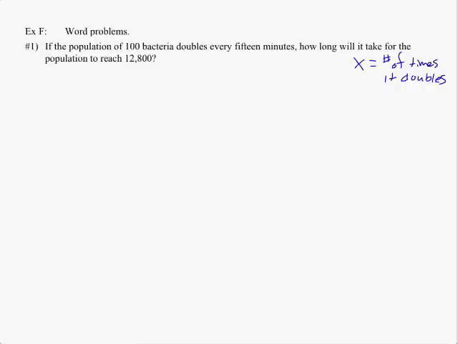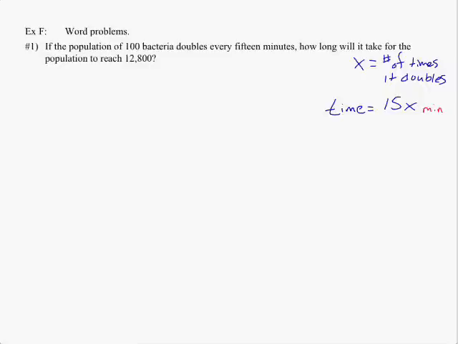And it says it takes 15 minutes for it to double. So once you know what x is, the answer to the question, how much time, you're just going to take 15 times x. And that's going to be in minutes. X is how many times it doubles. So if it doubles 1 time, it's going to take 15 minutes. If it doubles 2 times, it's going to take 30 minutes. If it doubles 3 times, it's going to take 45 minutes, etc.